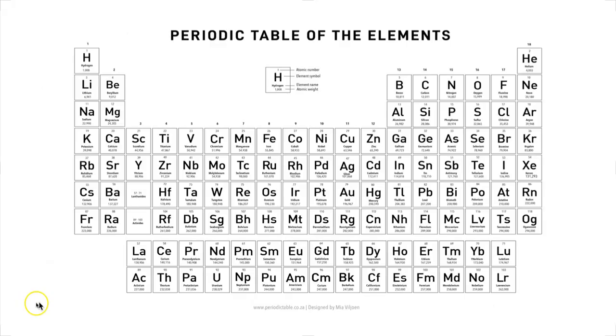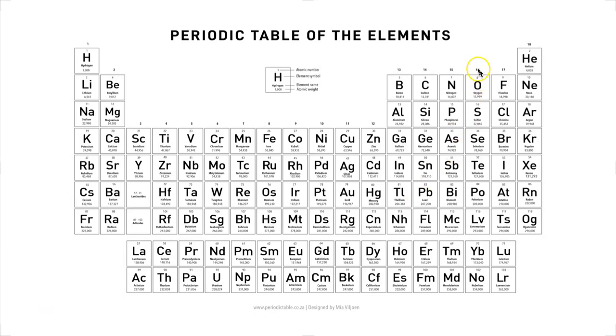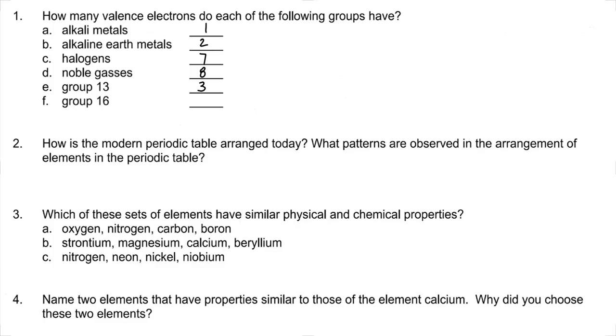Group 13. Group 13 is going to be this one here. It starts with boron on down. They happen to have 3. And then group 16. Group 16 is over here with oxygen. These all happen to have 6. Oops, went the wrong way.